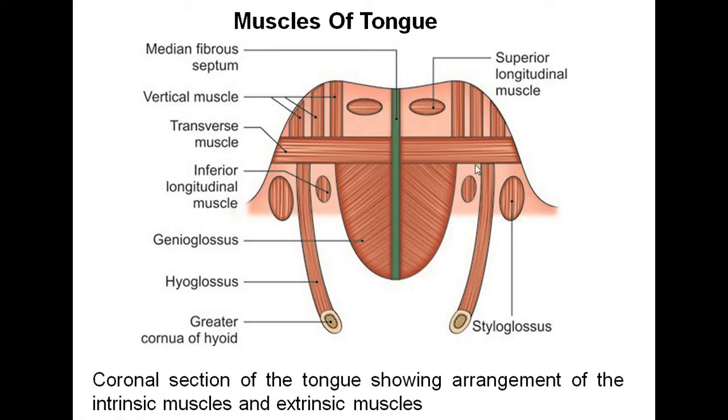The third muscle is the transverse muscle, which extends from the median septum up to the margin of the tongue. The contraction will lead to a narrow and elongated tongue.